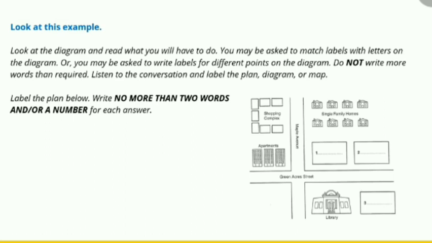So the IELTS test is asking you to label the plan below and write no more than 2 words and/or a number for each answer. So make sure you're not writing 3 words, you can only write 1 or 2.